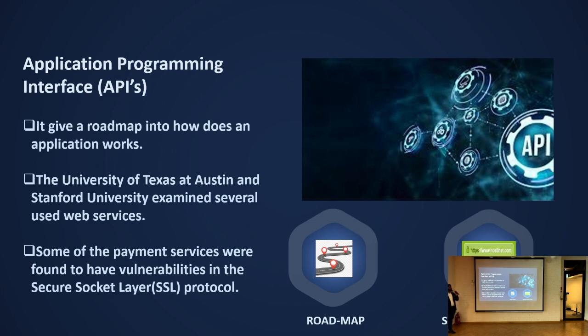Application programming interface, API. We all know that API is a roadmap and it shows how the application works. The University of Texas at Austin and Stanford University examined several web services. There is a team of researchers at the University of Texas at Austin who researched most of the web services. They found one vulnerability in the secure socket layer protocol, which is used for payment services. Some of the payment services were found to have vulnerabilities in the SSL protocol.